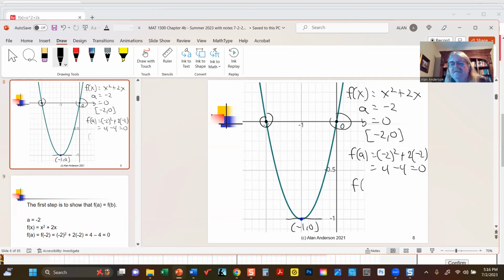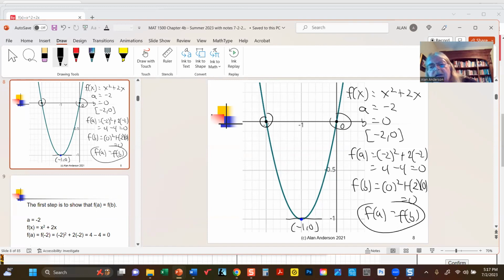F of B is 0 squared plus 2 times 0, which is 0. So F of A equals F of B. That means we know there has to be an extreme point in here somewhere. Now we have to find it. And this is going to happen the same way it normally does.